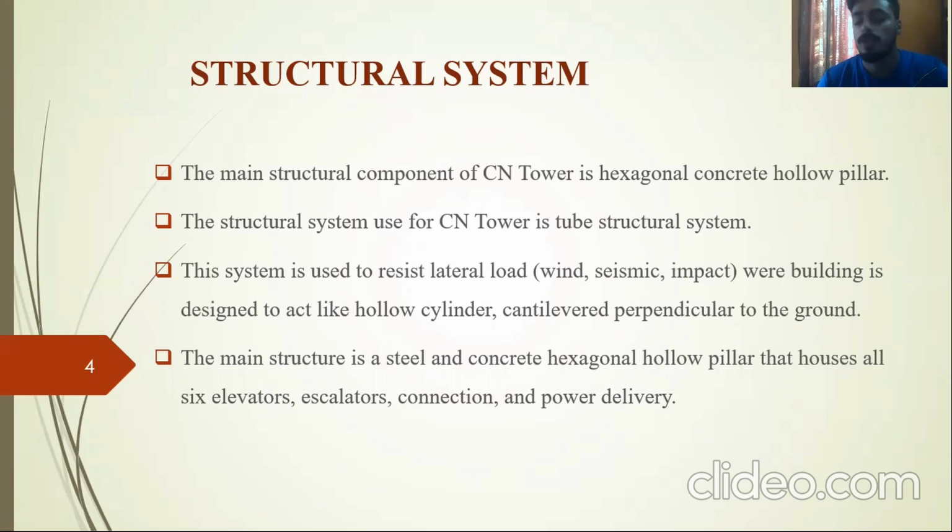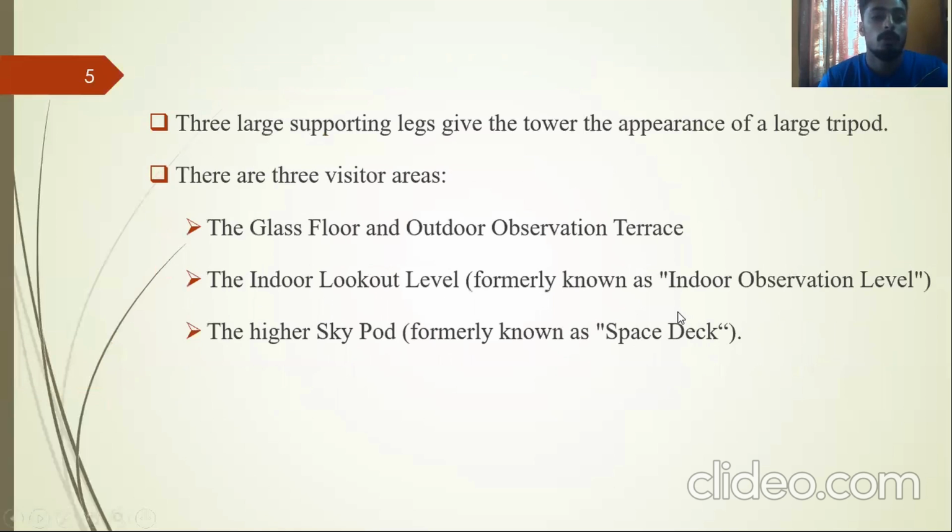And talking about the layout and dimension of the CN Tower, the CN Tower is made up of different structures, and the main structure is a steel and concrete hexagonal hollow pillar that houses all the 6 elevators, escalators, connection, and power delivery. Above this, there is a metal antenna, which is used for transmission of the television and radio signals. There are 3 visitor areas.